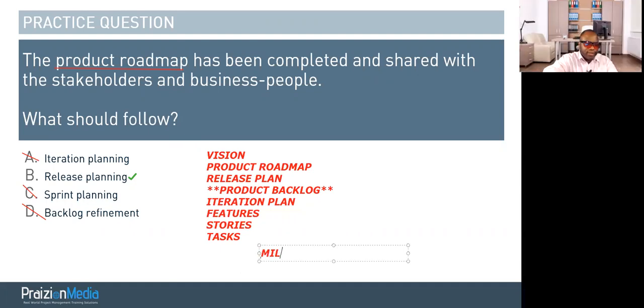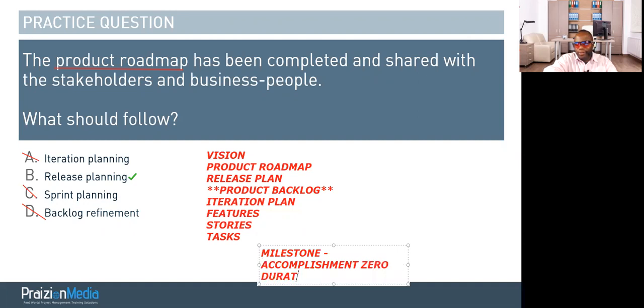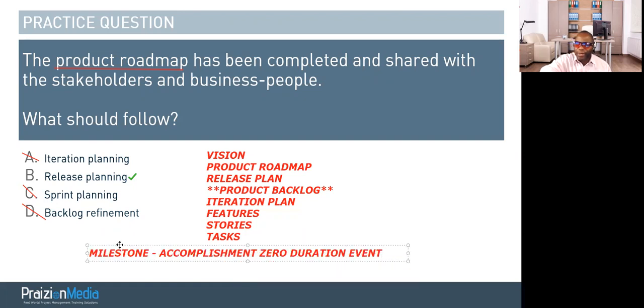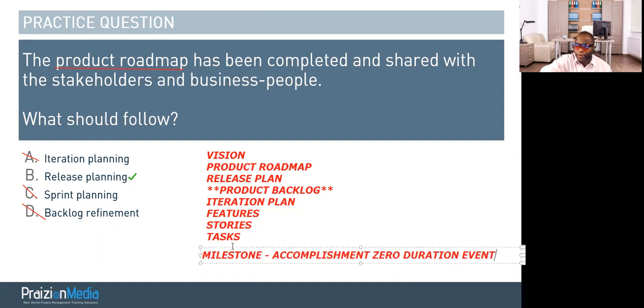The key thing is that a milestone is an accomplishment and it's a zero duration event. So we don't say it's a task, but it's an event. And if you remember these, you can liken the event to the accomplishment of a release, completing a release. Anytime anything is completed, it could be a milestone. In the world of traditional, they would say phase gate, phase exit. And you could also say a milestone has been achieved. Good stuff.